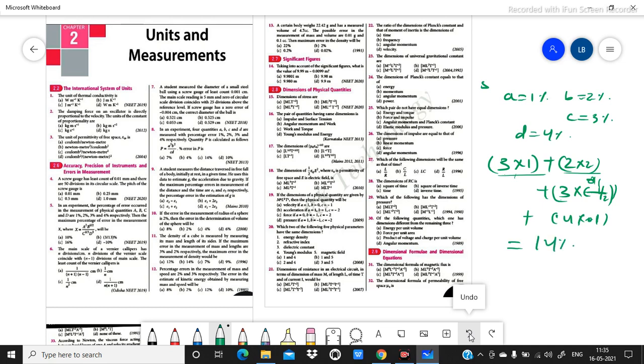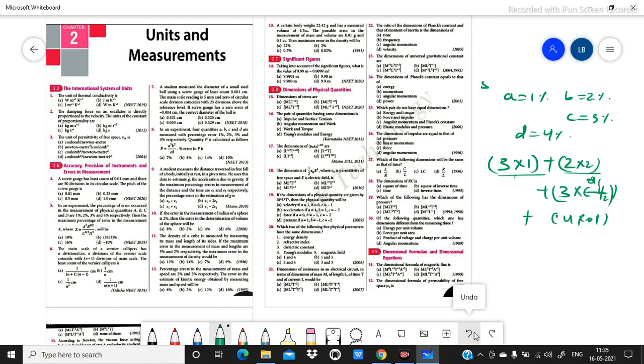So what is the catch here? The expression is like this: A Q B square divided by CD. I made the mistake that the power will be minus 1. The power is always 1 here, whether it is coming here or whether it is coming here. So you just have to multiply the powers with the error, and you just keep on adding, then you will get the answer of the total error. So the correct answer will be 14%, which is C.